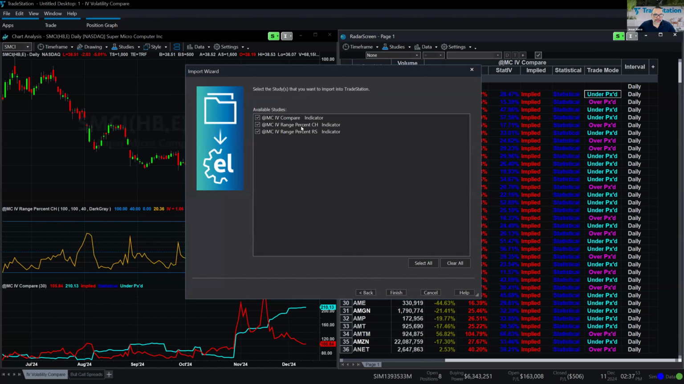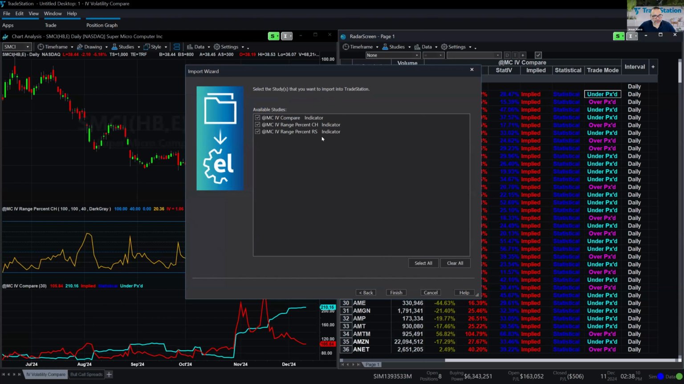Why are there two IV range percent? Because one is for charting and the other is for radar screen. It gives you the same information. The benefit of having it in radar screen is that you can rank. But then if you finish through this wizard, it'll give you all those indicators that we see here.